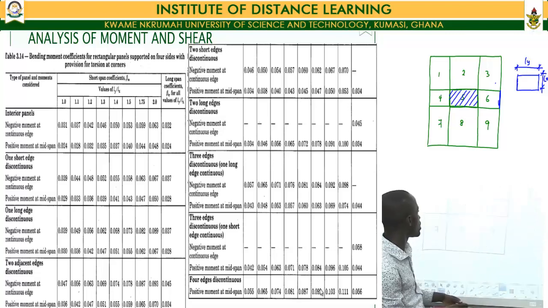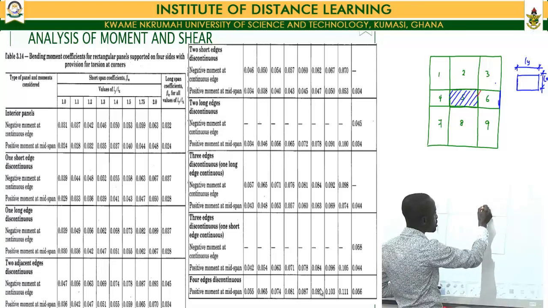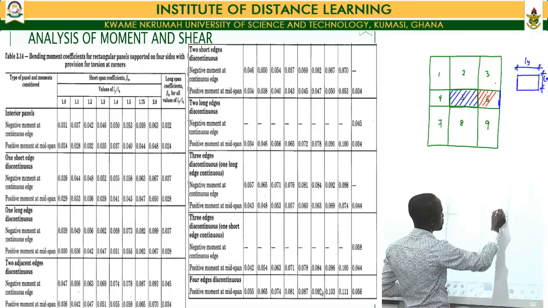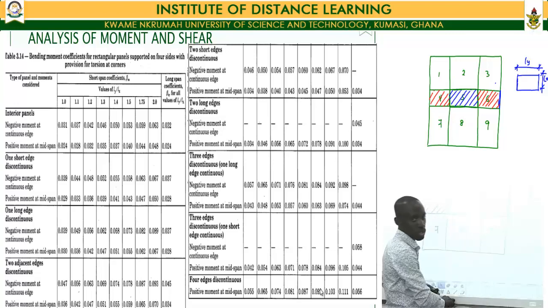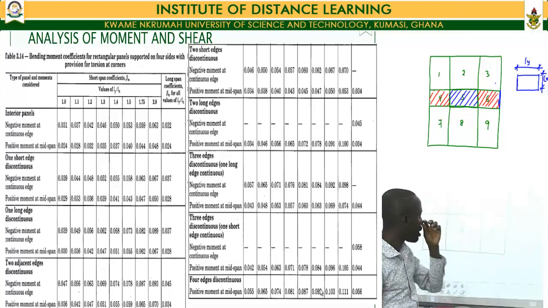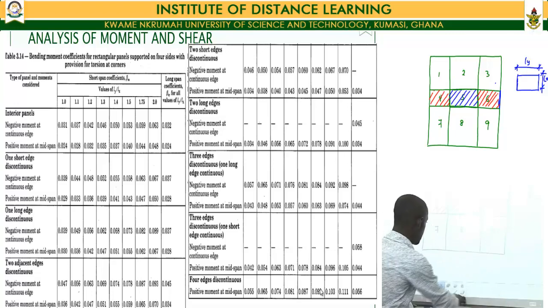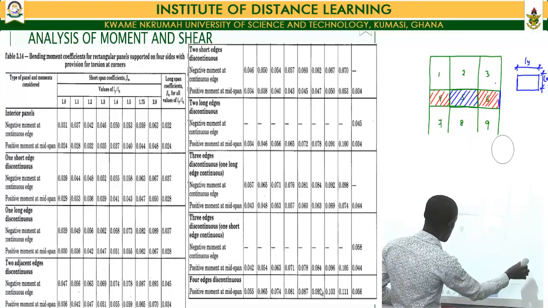Now, for the diagram we have on the board, the panel number 6 and the panel number 4 are typical examples of the one short edge discontinuous, in which case they both have one of their short edges being discontinuous, whilst all the other edges are continuous into other panels. Now the next provision given by the code is what is referred to as the one long edge discontinuous.